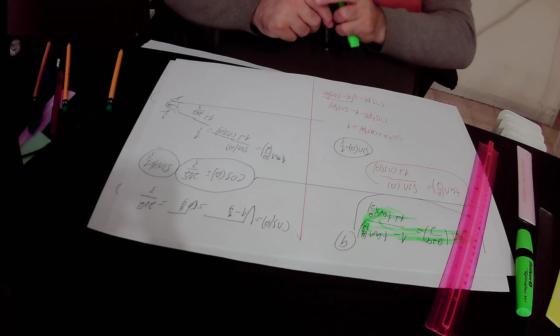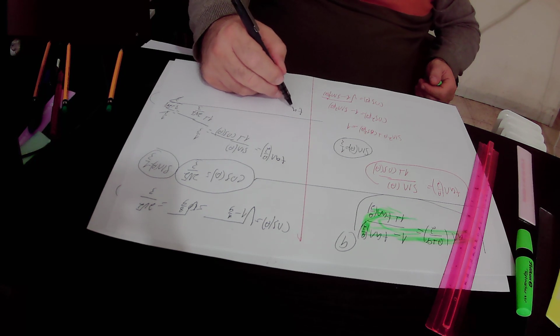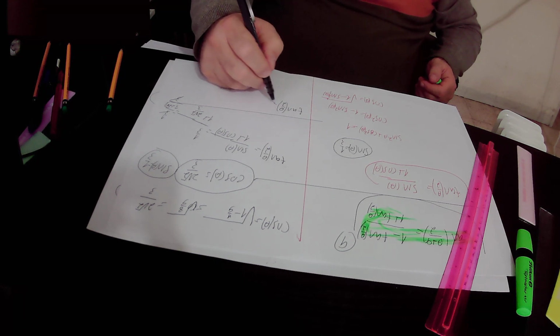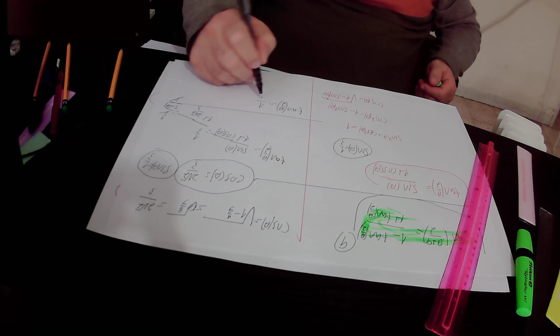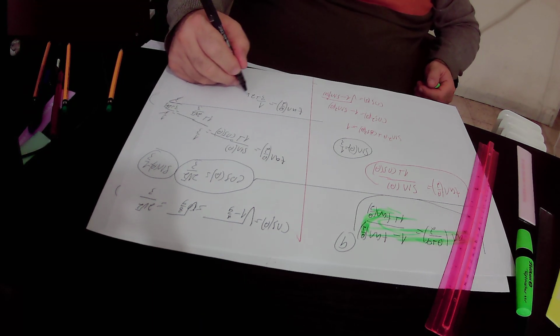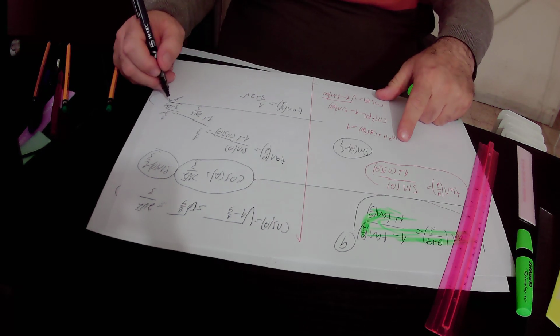And we actually found out that the value of tangent theta over 2 is equal to 1 over 3 plus 2 times square root of 2.